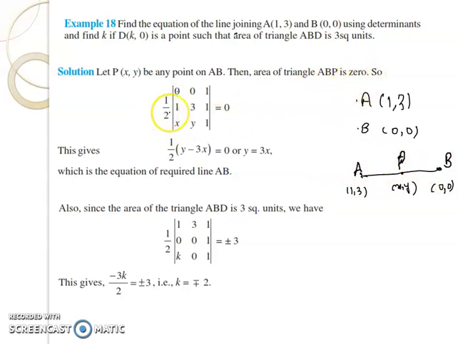So that I will be having 1 by 2 determinant of 0, 0, 1; 1, 3, 1; x, y, 1 equals 0. So 1 by 2 outside and I'll expand. 0 into this determinant is 0. This is plus, this is minus, this is plus. Minus 0 into something is 0.